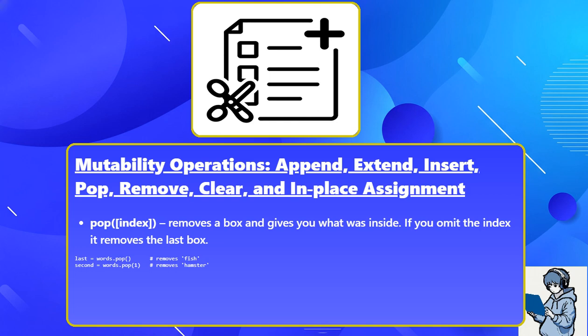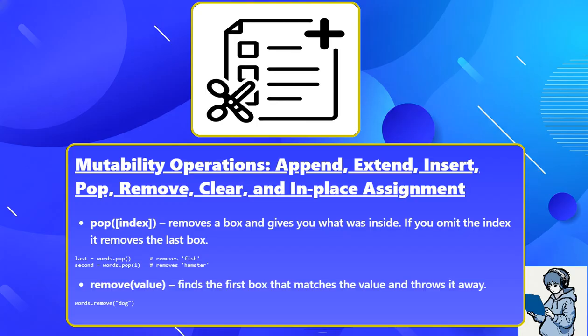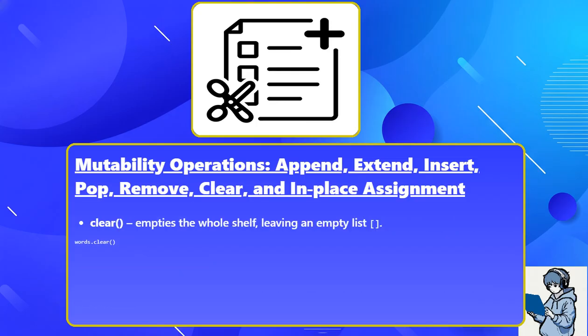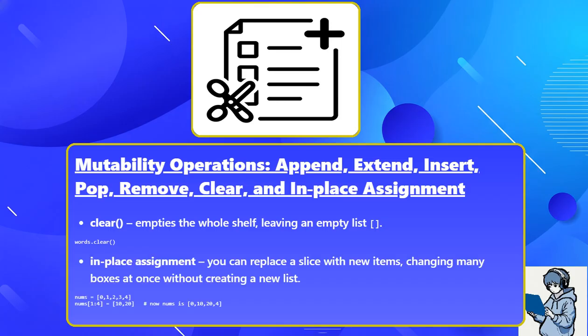last = words.pop(). second = words.pop(1). remove(value) finds the first box that matches the value and throws it away. words.remove("dog"). clear() empties the whole shelf, leaving an empty list. words.clear().